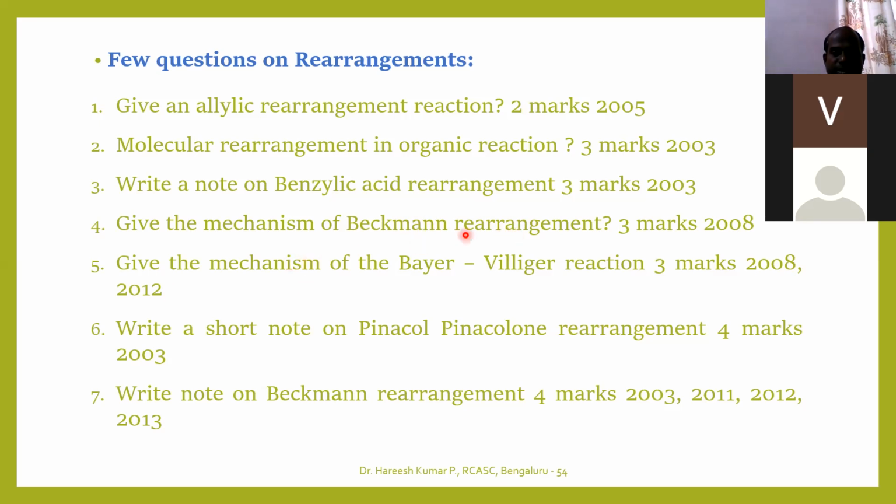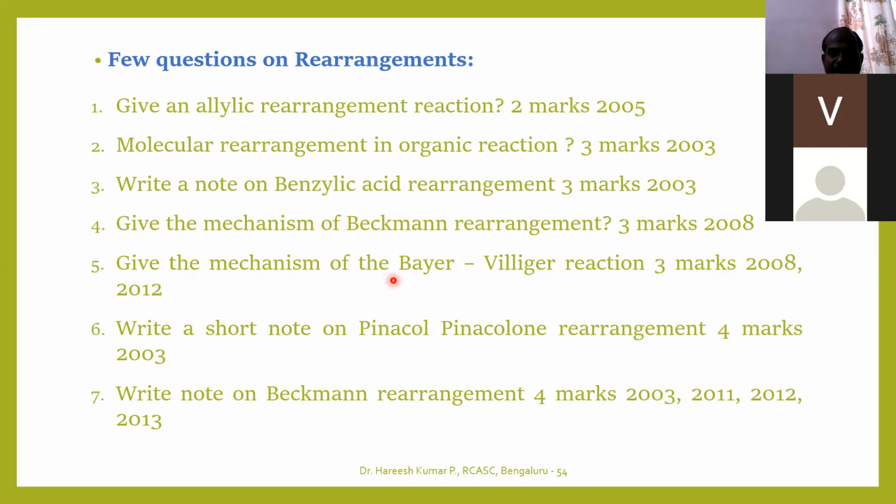In this question, you can write the oxime as the reactant, H plus as the reagent, and the product is the substituted amide that you need to write. You can also write the general mechanism or the specific mechanism for this reaction. Then you can go on to the next question.